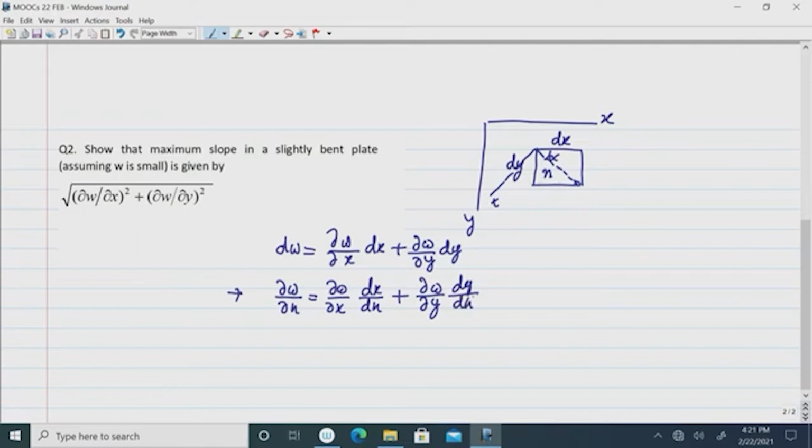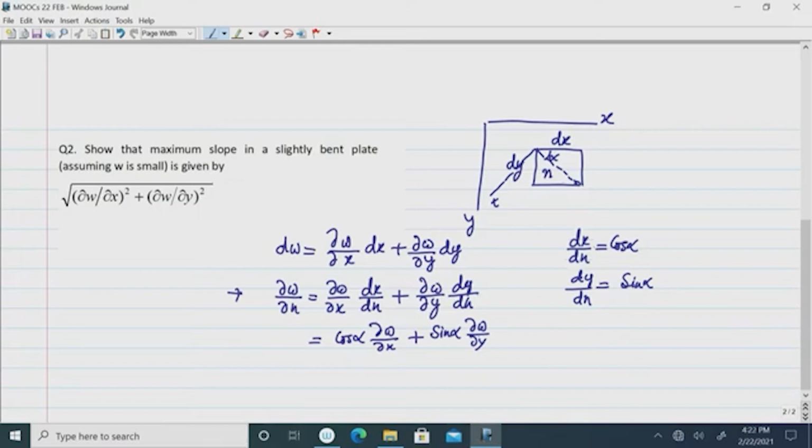Now, from this triangle we can see that dx by dn is cos alpha and dy by dn is sin alpha. So, accordingly I can write cos alpha del w del x plus sin alpha del w del y. So, this is the expression for slope in any direction.